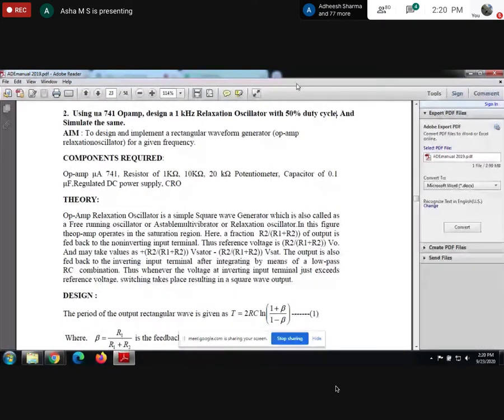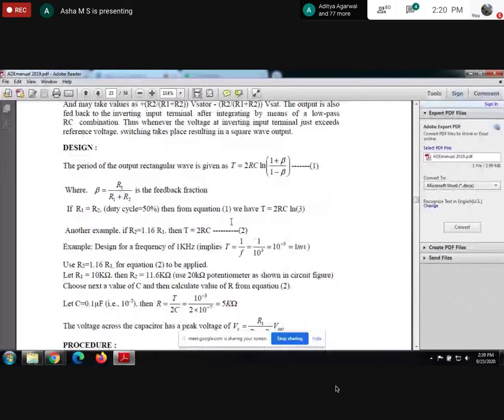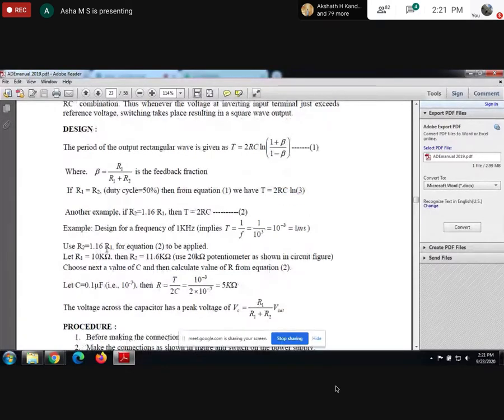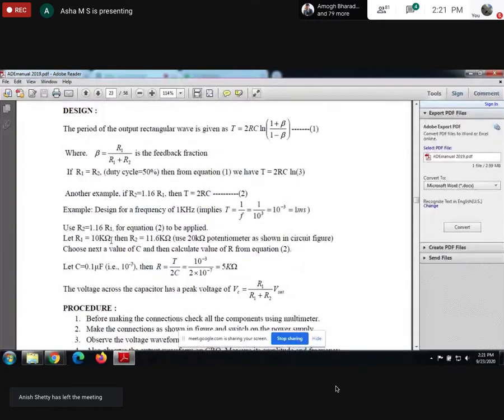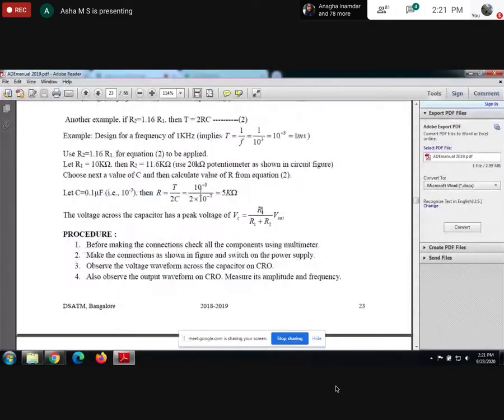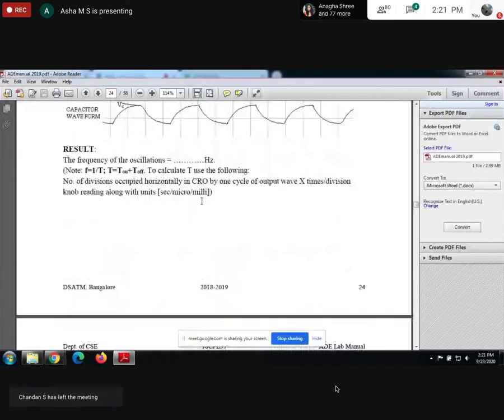So here they are given duty cycle as exactly 50%. So when the duty cycle is 50%, R1 will be equal to R2. So when we apply this R1 equal to R2, we will be getting T equal to 2RC. So if you take one example, you can calculate this. Correct, right? So let it be this one. However, we are going to do it in the laboratory.